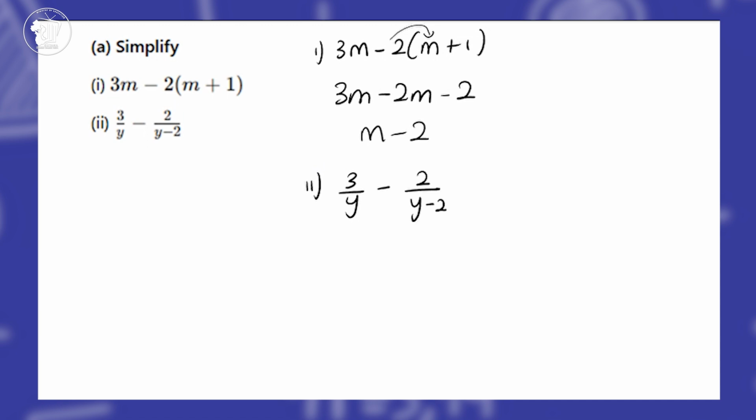We're asked to simplify this. So we have some fractions, so we have to subtract this. Let's look at the denominators first of all. They are not the same, so we need to find the LCM. And how do we find the LCM of algebraic fractions? This will just simply be y multiplied by y minus 2. And that is the LCM, as easy as that. Later on we can simplify if it can be simplified.